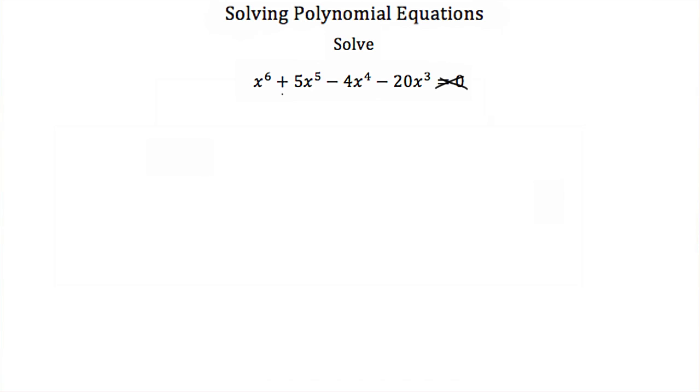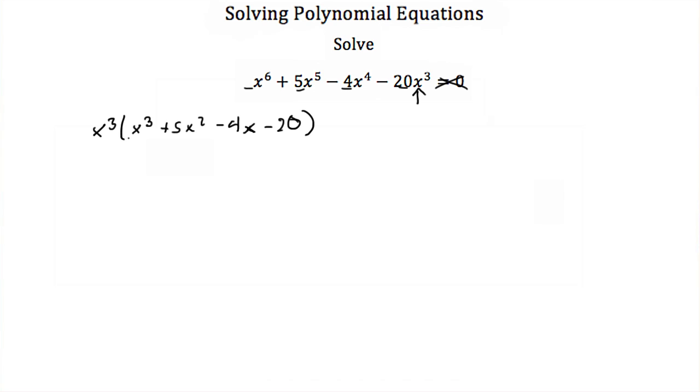And let's see if we can find any common factor first, because that's usually the easiest thing to do. We have a 1, a 5, a 4, and a 20. So none of these have a common factor. But we can take out this x cubed from each one because this is our lowest ordered power. So if we factor out an x cubed, we'll be left with x cubed on the outside and then x to the third plus 5x squared minus 4x minus 20.